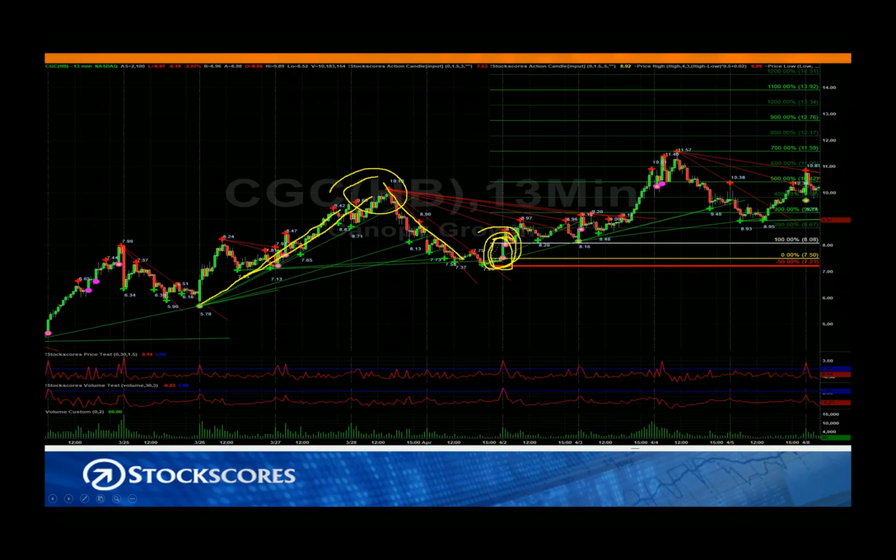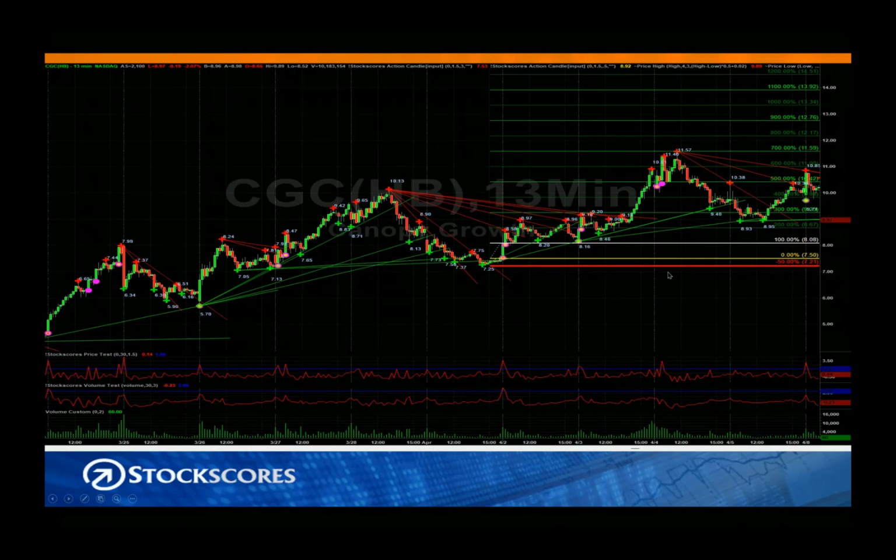This is the alpha. It's the strong move up that tells me the stock has got something going on. It's like the alpha dog in the market. It makes a pullback, and then it breaks the pullback. That's the echo. And the echo tends to lead the next move up.